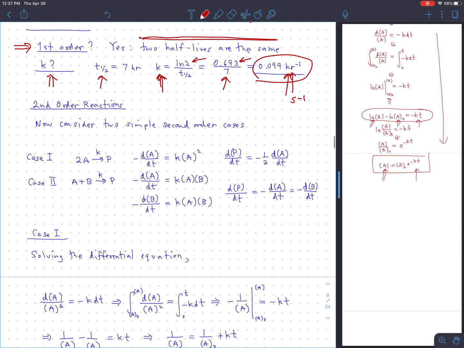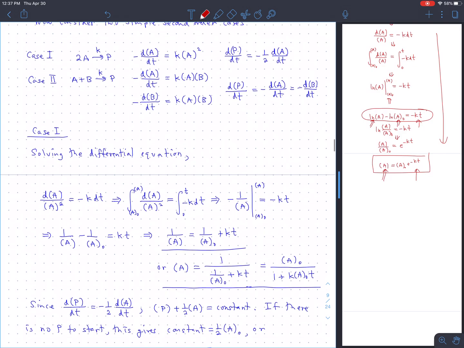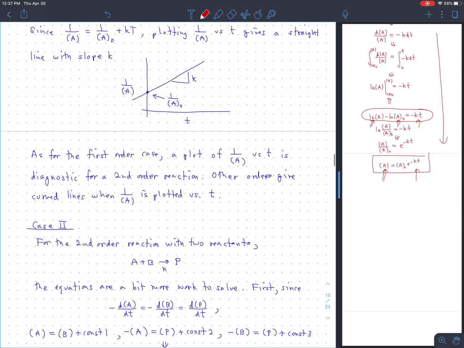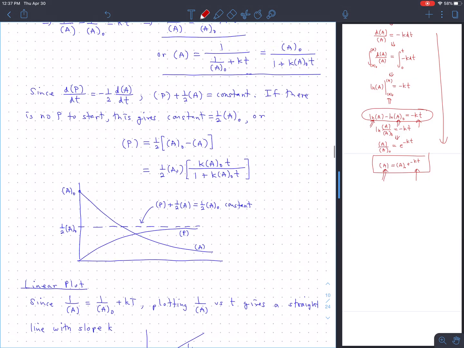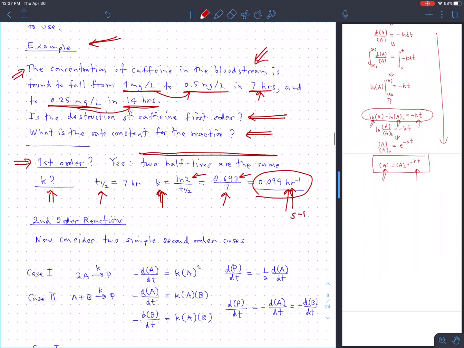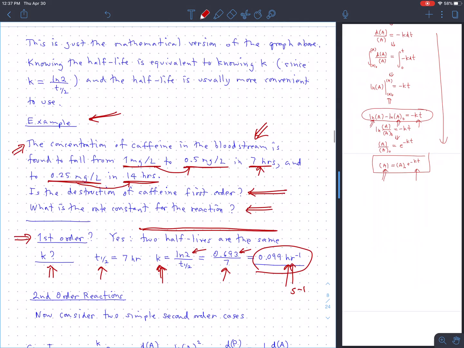Okay, that leads us to the second-order reaction. Let's see, do we want to go through the second-order reaction? No, let's hold off and do the second-order reaction in a separate video.